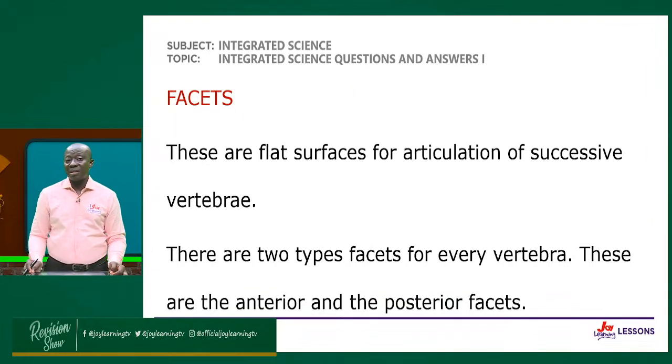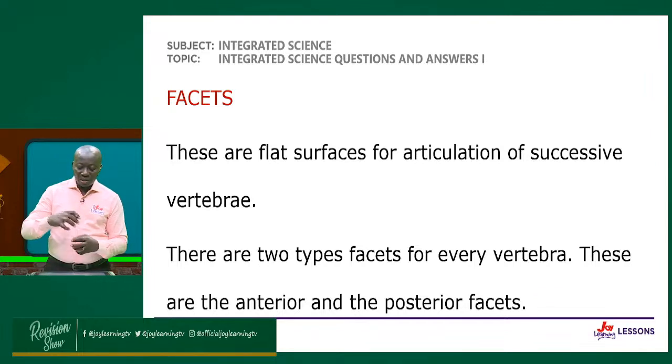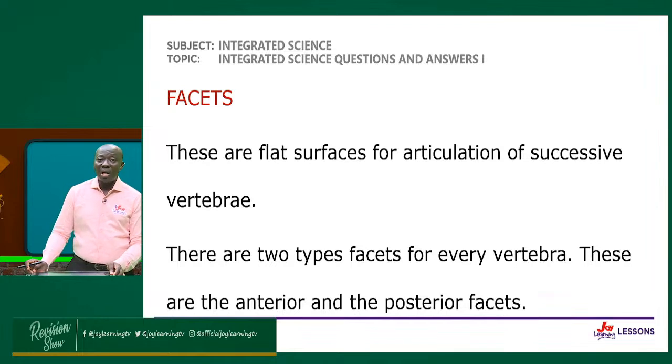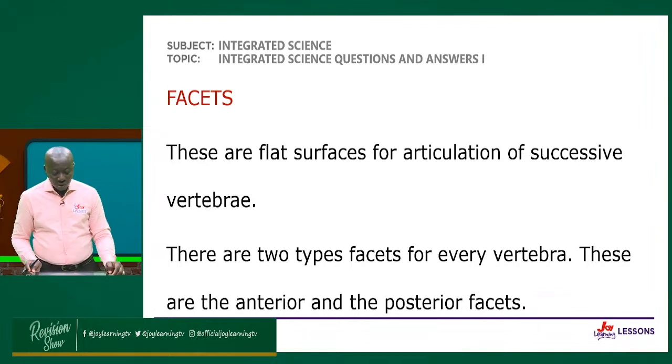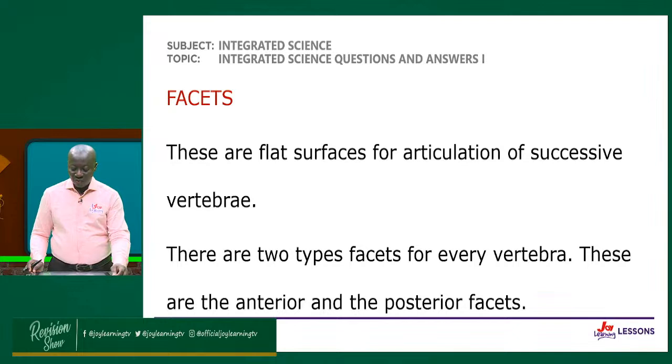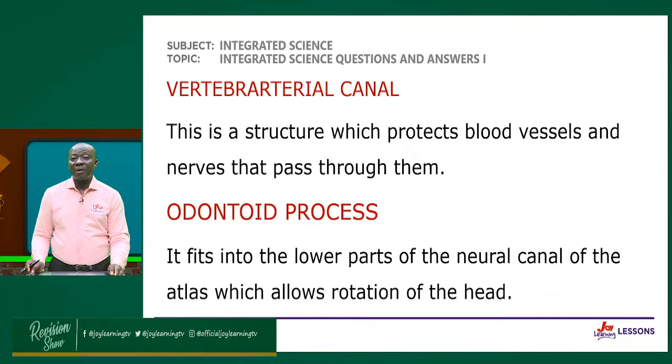So we look at the facets. We said we have two types, the anterior and the posterior facets. These are the flat surfaces for articulation of successive vertebrae. So if this bone wants to fit, there's a portion where it fits, and they form what we call the facets. If this is a bone, you have facets above and you have facets below. So there are two types of facets for every vertebra, the anterior and the posterior facet.